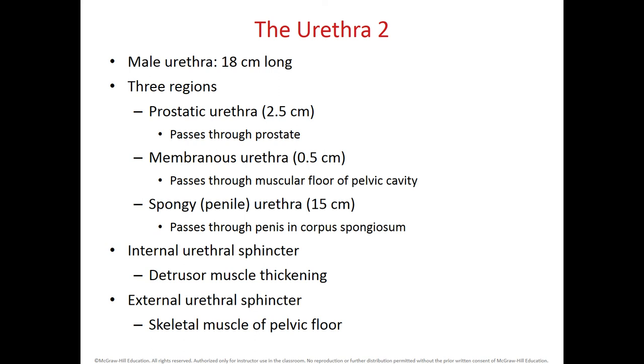Now, the spongy or penile urethra measures 15 centimeters in length or 6 inches. It passes throughout the penis in the corpus spongiosum. And the internal urethral sphincter is the detrusor muscle thickening, and the external urethral sphincter is made of skeletal muscle of the pelvic floor.